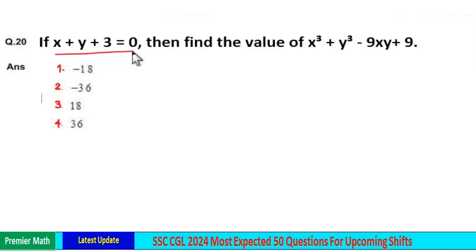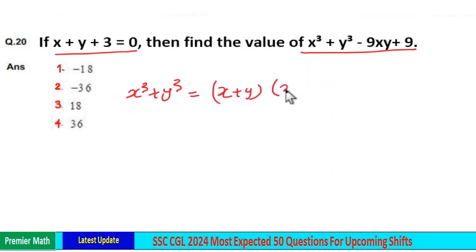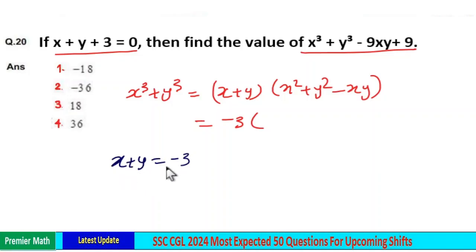If x plus y plus 3 is 0, then find the value of x cube plus y cube minus 9xy plus 9. This is a cube plus b cube formula. So x cube plus y cube is equal to x plus y into x square plus y square minus xy. Now here x plus y is equal to minus 3. Now if x plus y is minus 3, then square the whole term, which is equal to x square plus y square plus 2xy, which is equal to minus 3 square, 9. So 2xy will become minus 2xy.